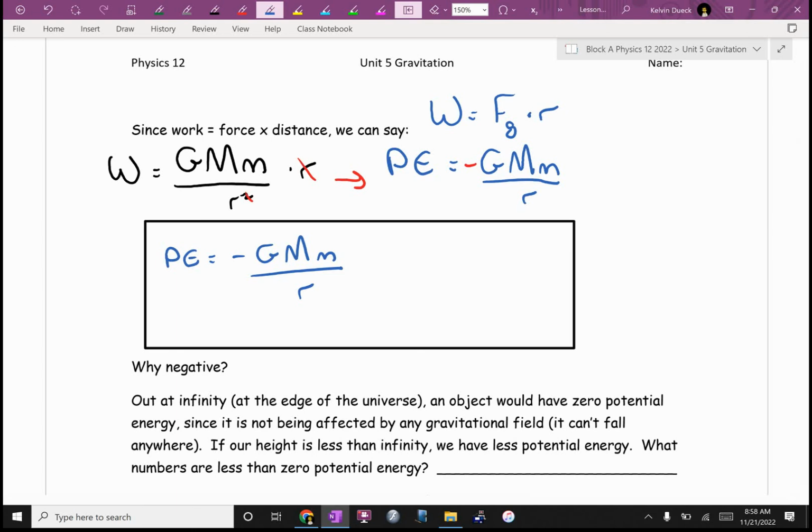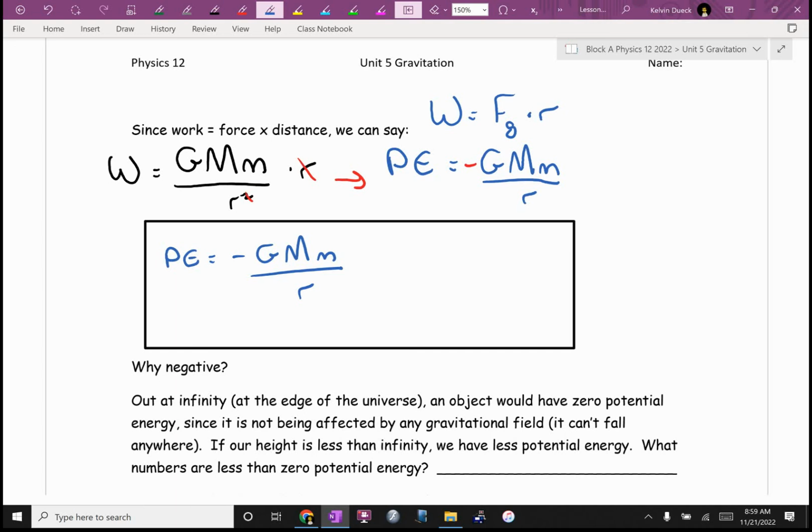This is in our notes, and we're going to write it out in just a second. We say that relative to zero out at infinity, this is where we have zero potential energy. So how much energy do I have here? Zero. Again, how much energy do I have out at infinity? Okay.